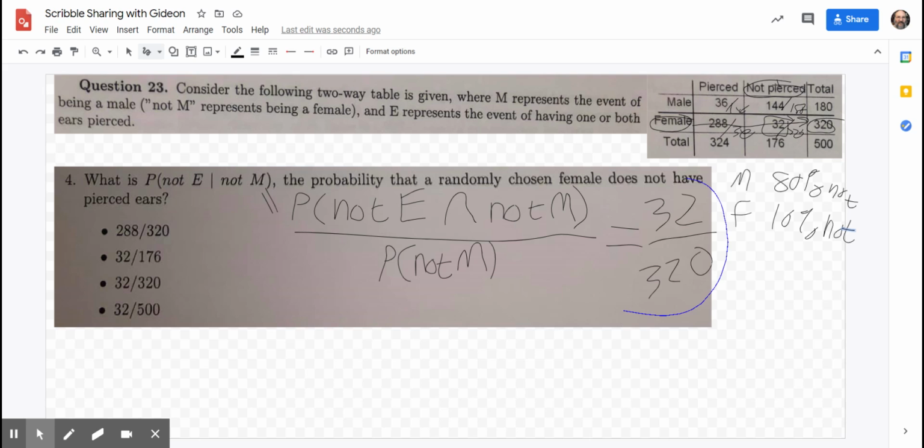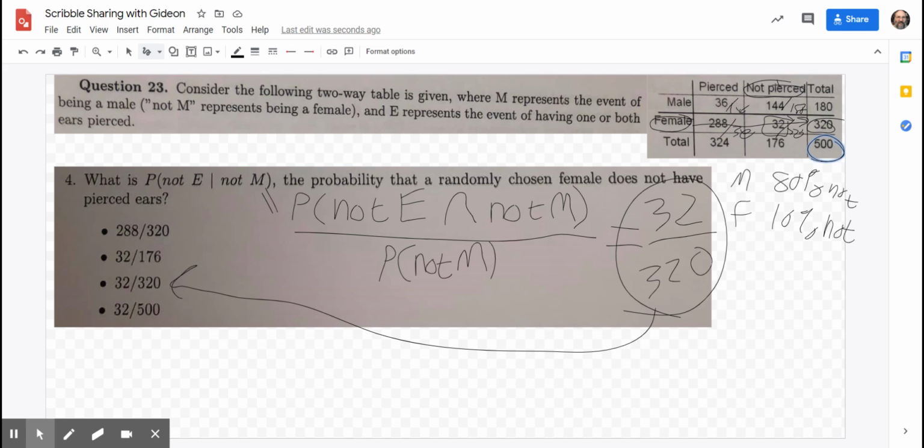Once we were done going intersection over condition, then we were done here. And I just want to point out, why was a 500 on the bottom? That would have been the intersection over any student, so the unconditional probability of not pierced and female. That wasn't the question.